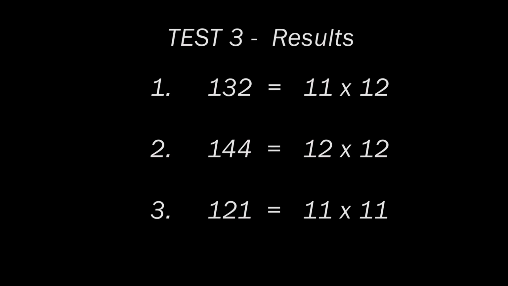Test number 3, the results. What is the timetable question for the product of 132? It's 11 times 12. Number 2, what is the timetable question for the product of 144? It is 12 times 12. And question number 3, what is the timetable question for the product of 121? It is 11 times 11.